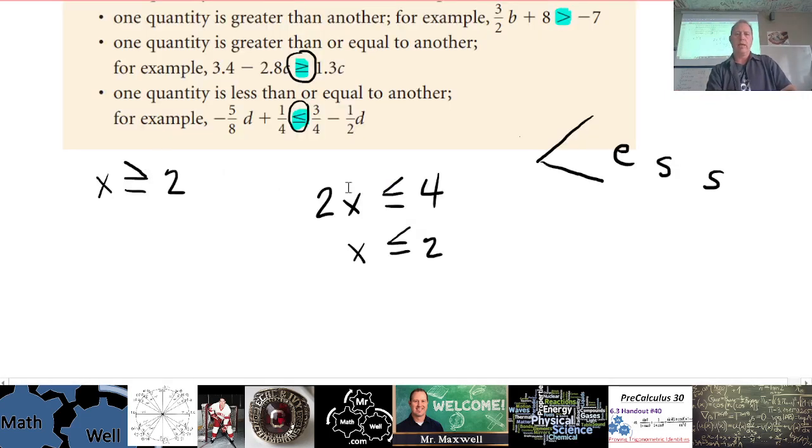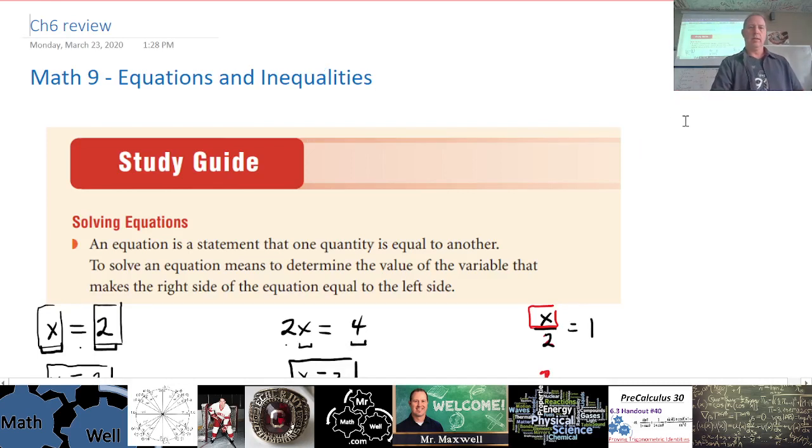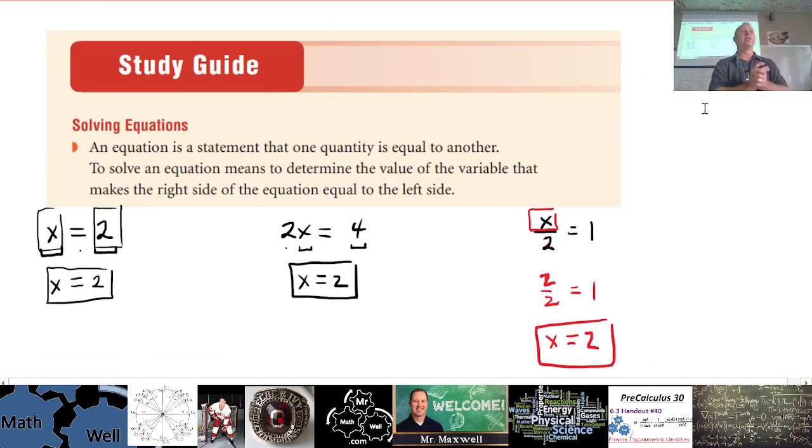Let's keep moving. We got a little bit to cover here. So what is this? Number 6. Equations. Solving equations is basically finding the missing variable value. This is a very simple equation right here. I have x equals 2. Well, what's the value of x? It equals 2. You don't have to do any work to find out what x equals here.